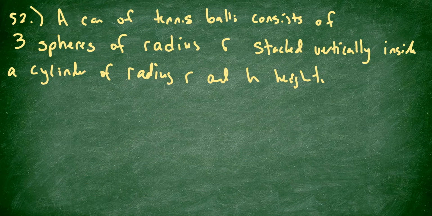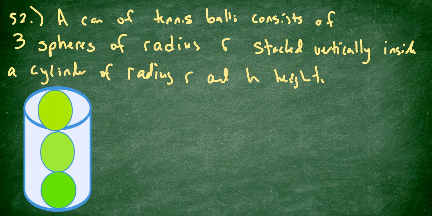Alright, so a can of tennis balls consists of 3 spheres of radius r stacked vertically inside a cylinder of radius r and height h. I'm trying to make a picture a little bit. Remember, those aren't circles, they're spheres. They're 3-dimensional, so make sure you understand that that's 3D. I'm just trying to give you a mental image.